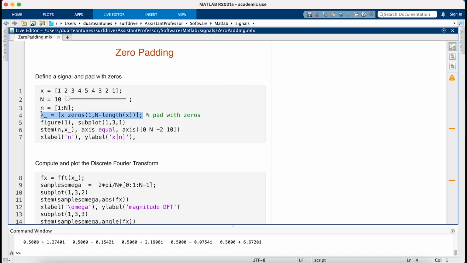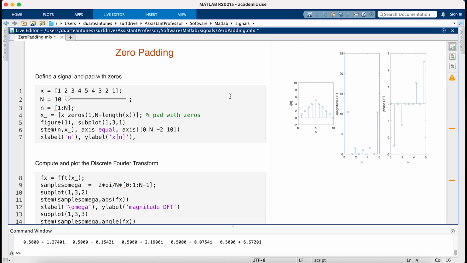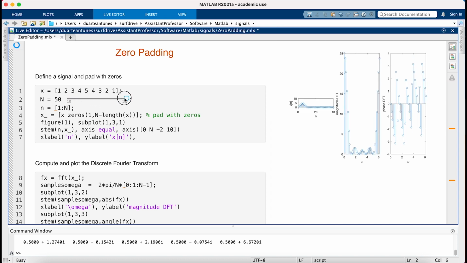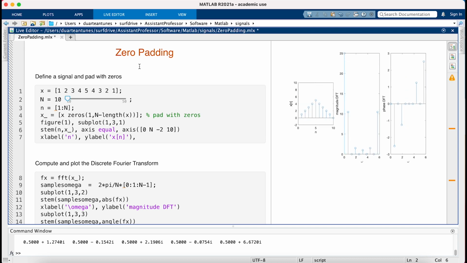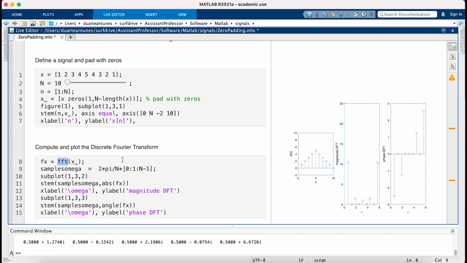If we increase capital N, we obtain zeros at the end. Let us plot this, and for now, ignore the two plots that are going to show up on the right-hand side, just focus on the one on the left-hand side. As we increase capital N, we see that indeed the signal is padded with zeros. Let us compute the Fourier transform of the padded signal. For this, we just need the instruction FFT. And then we plot the resulting values of the DFT labeled here by Fx.